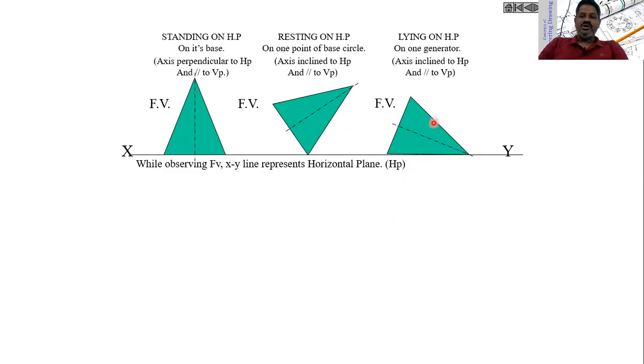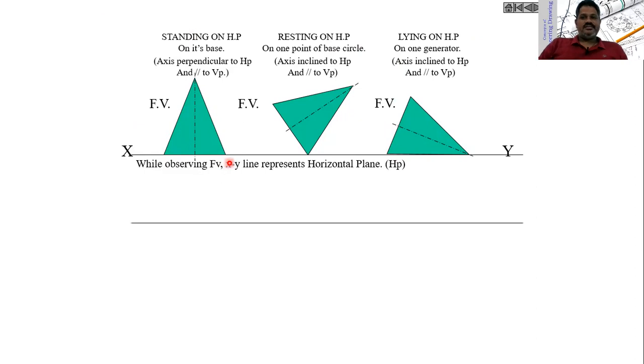This is the front view of the cone when the axis is making some angle with HP, and one of the generators is lying on HP and the axis is parallel to VP. The front view of the cone looks like this. Now, in these three cases, I have considered a cone resting on HP. I have drawn the front view, but now I am considering the same example.